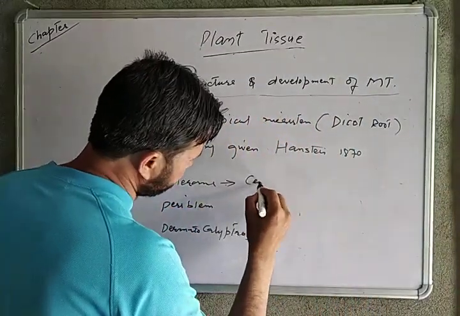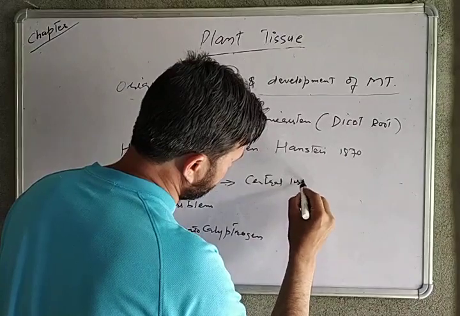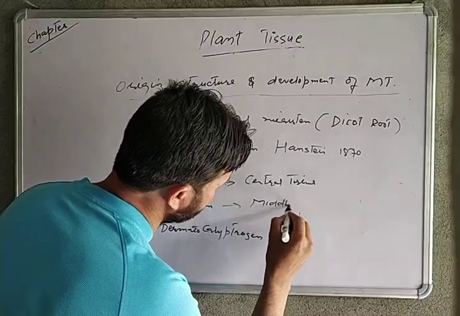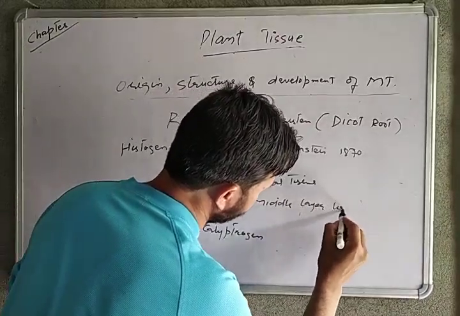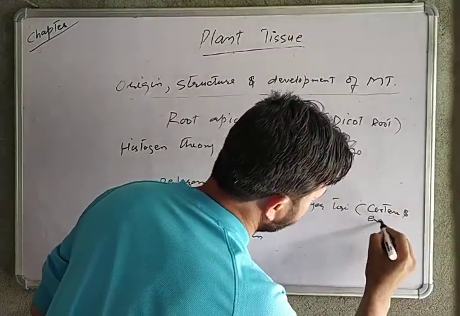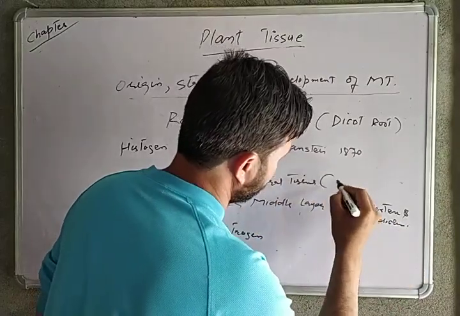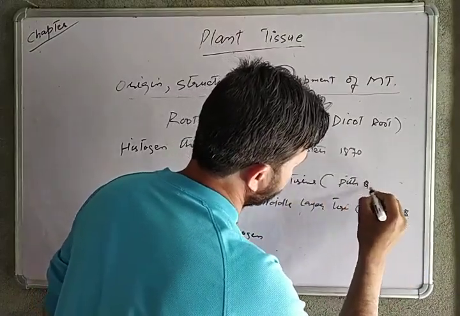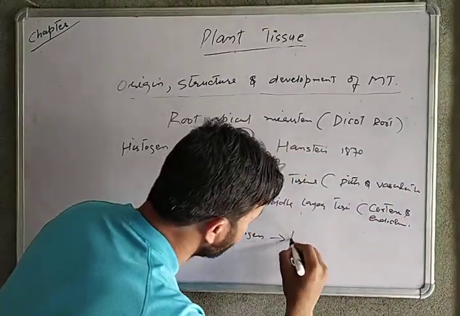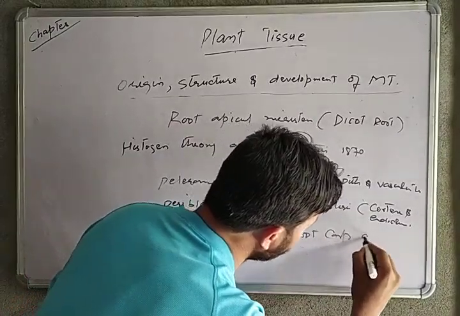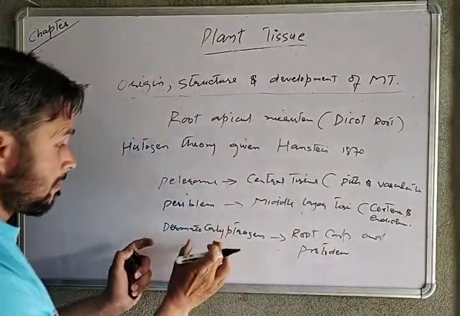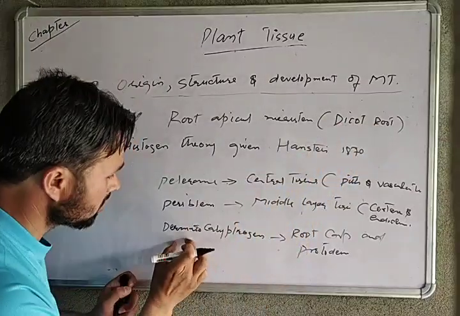central portion, central tissues. Periblem gives rise to middle layer tissues, like cortex and endodermis, and plerome gives pith and vascular tissue. And this dermatocalyptrogen gives rise to root cap and protoderm. Root cap and protoderm. But this is in case of dicot roots.